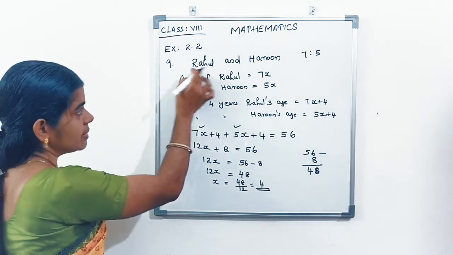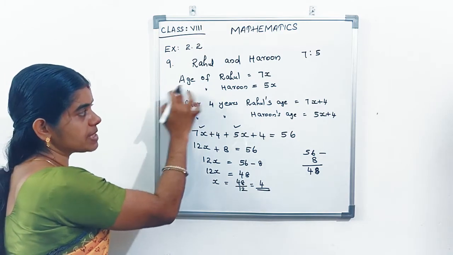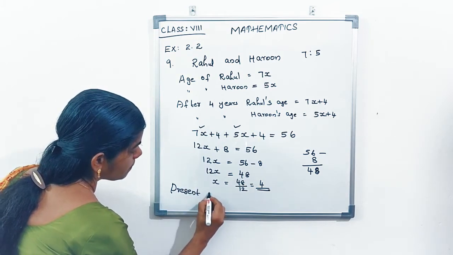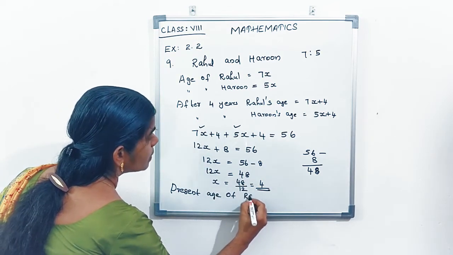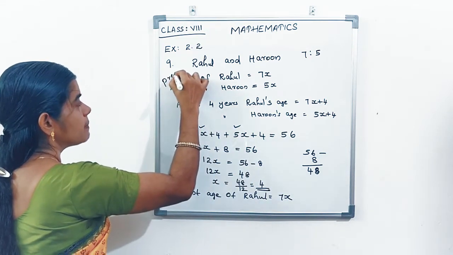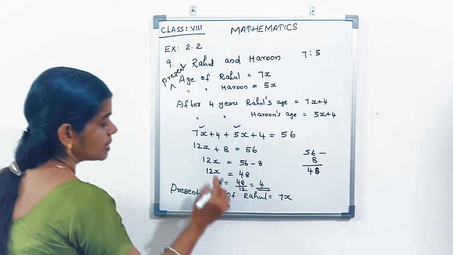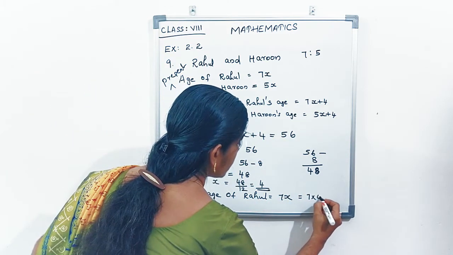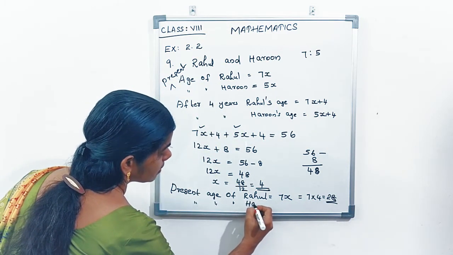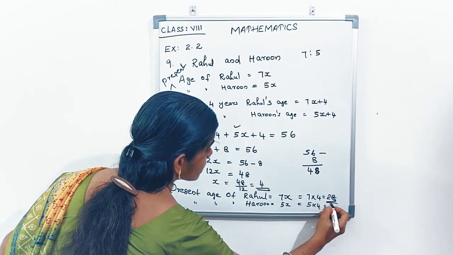Then again you look here. Present age of Rahul is equal to 7x. If you want, you can write here also present age of Harun. 7 into 4, that is equal to 28. Then present age of Harun, what you have taken? 5x. That is 5 into 4, that's equal to 20.